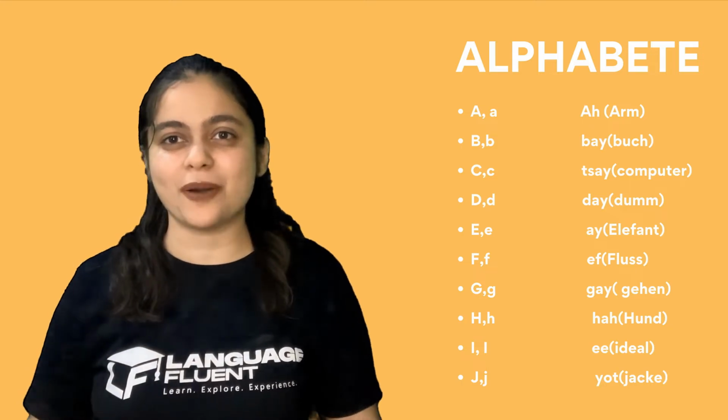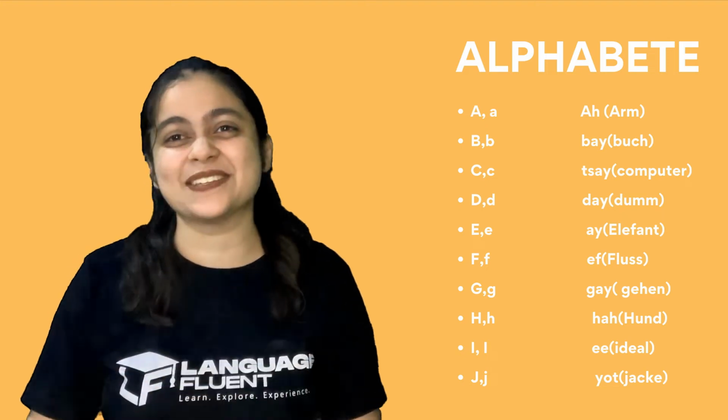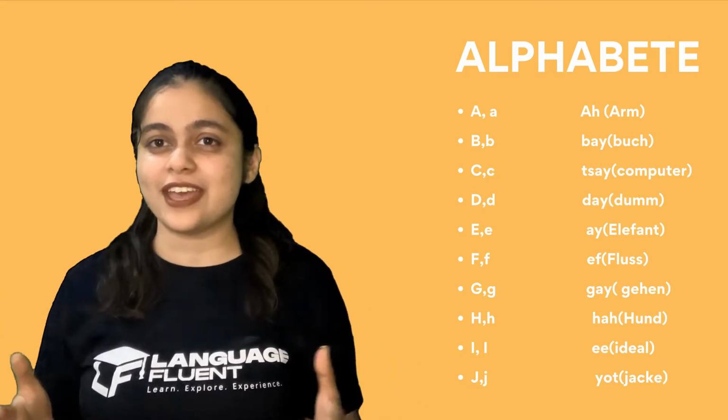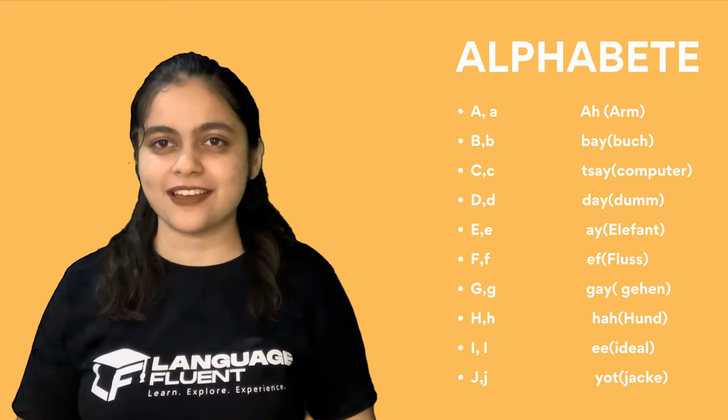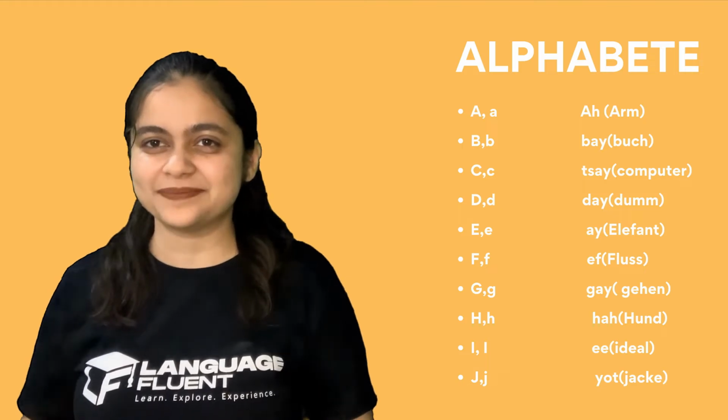Moving on to the next alphabet, we have the F. So F in German is F only. You see, again another similarity. The word that I would like to share from the alphabet F is Fluss. Fluss in German is a river.